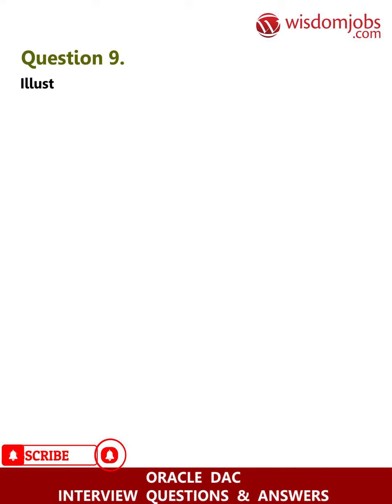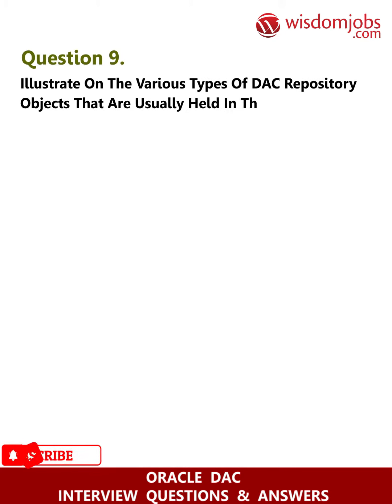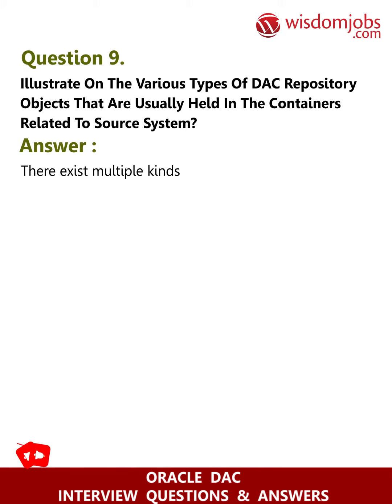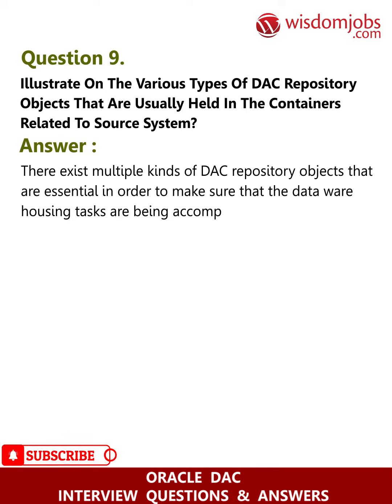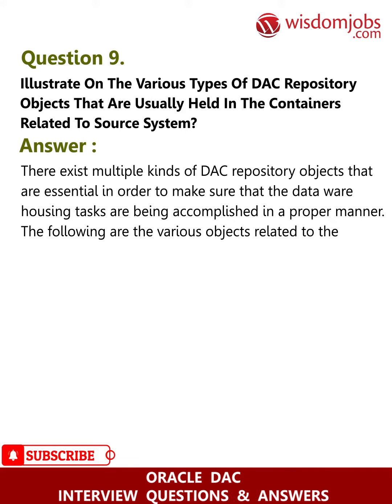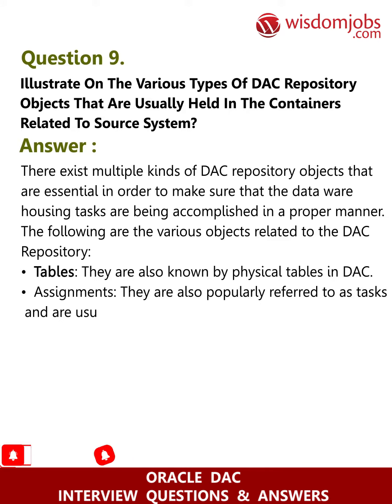Question 9. Illustrate the various types of DAC repository objects that are usually held in the source system containers. Answer. There exist multiple kinds of DAC repository objects that are essential in order to make sure that the data warehousing tasks are being accomplished in a proper manner. The following are the various objects related to the DAC repository. Tables. They are also known as physical tables in DAC. Tasks. They are units of work loading tables.